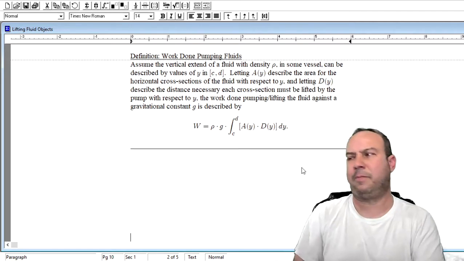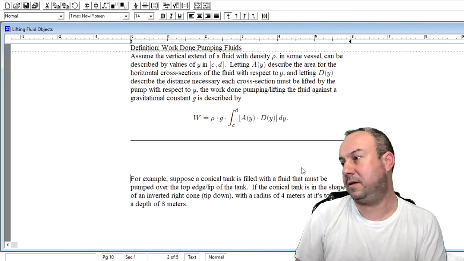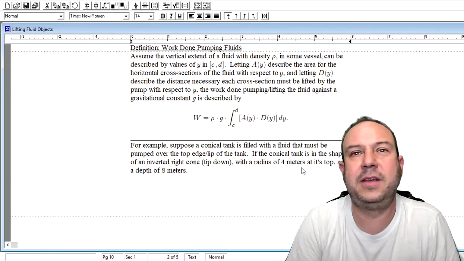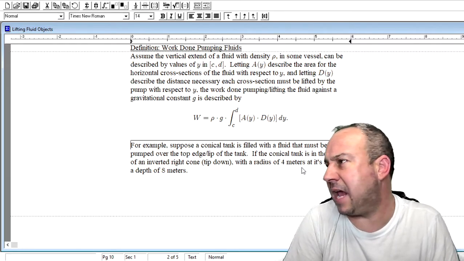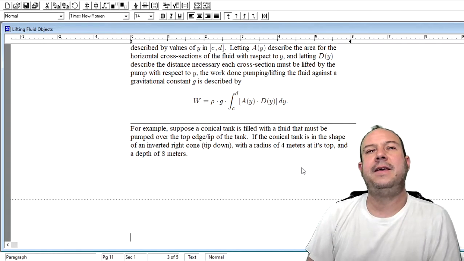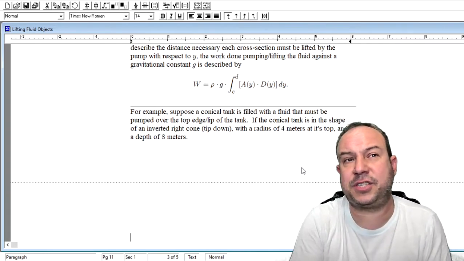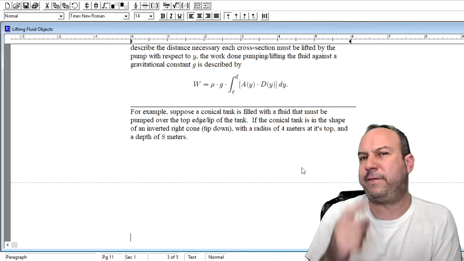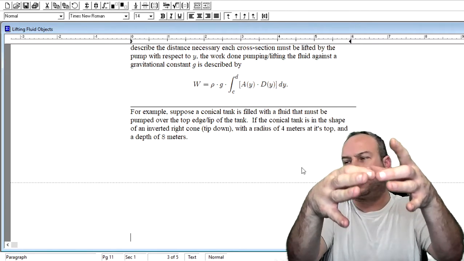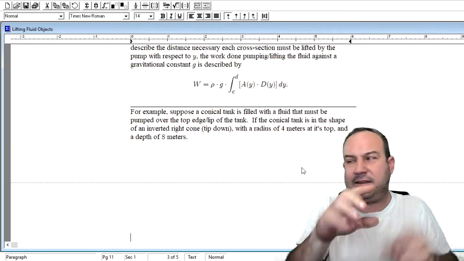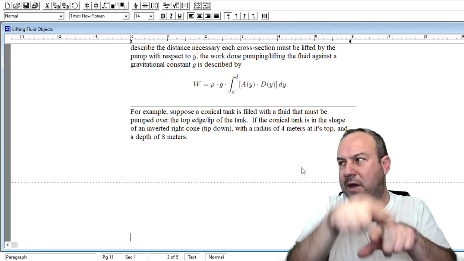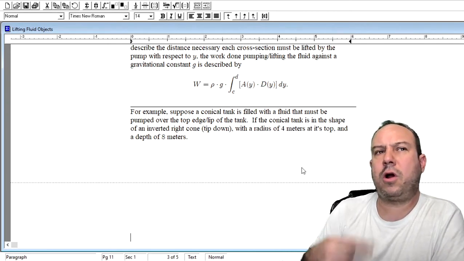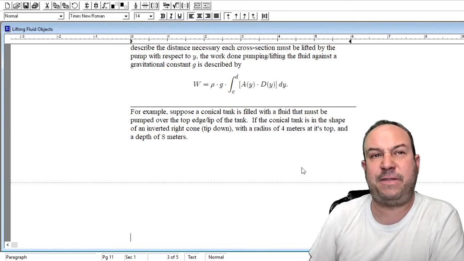All right, let's look at an example. Suppose a conical tank is filled with a fluid that must be pumped over the top edge or lip of the tank. If the conical tank is in the shape of an inverted right cone, that means its tip is pointing down, with a circular radius at the top of 4 meters, and a depth of 8 meters. That means from the top all the way down to its tip is 8 meters in depth. What's going to be the work necessary to pump out that tank if filled with a fluid?